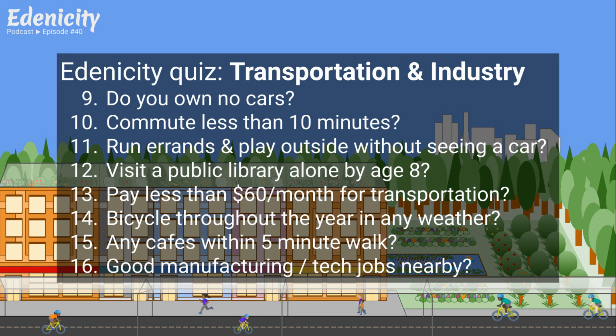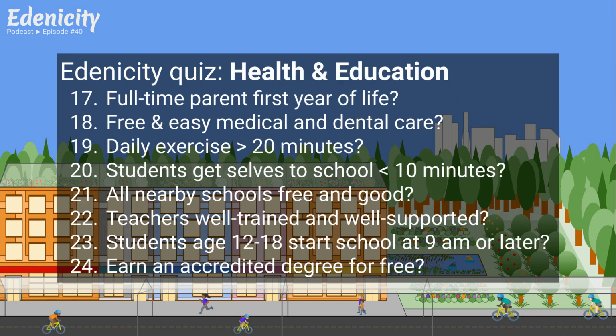14. Can you bicycle throughout the year in any weather? 15. Are there any cafes within a 5-minute walk from where you live? 16. Are there many good manufacturing or tech jobs nearby? Okay, the next 8 questions have to do with health and education.